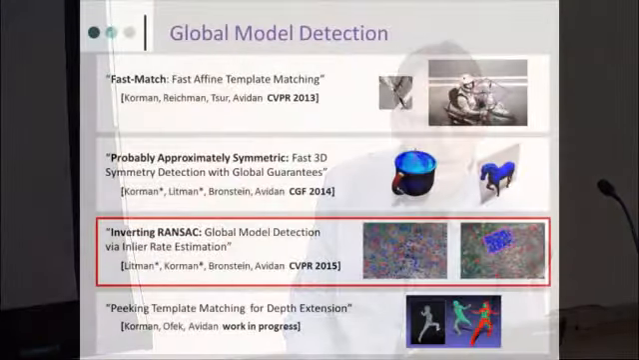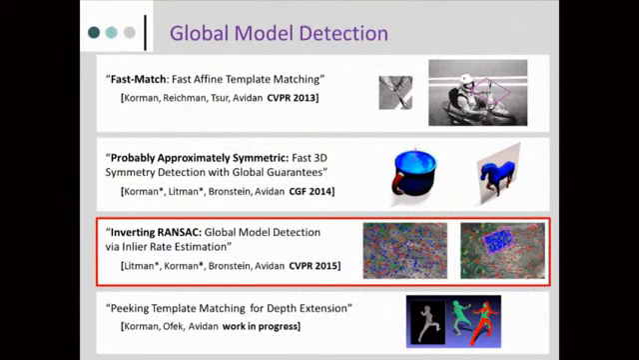Right, whereas you don't have to find a minimal set. You can just find the inliers and then do a least squares or weighted least squares. Yeah, yeah, that's what we do. Okay, so I think I'm done with that.